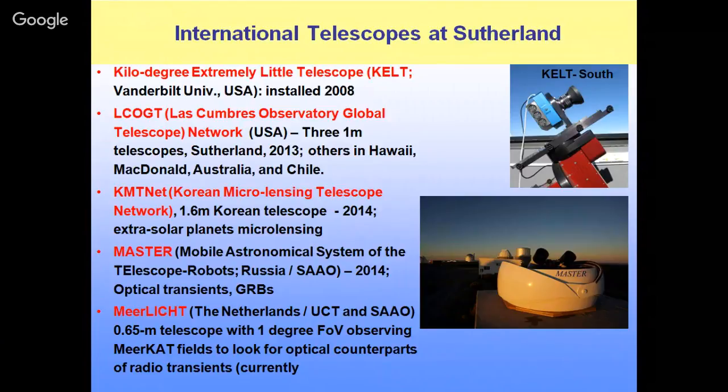And MeerKAT is South Africa's, if you like, phase A part of the Square Kilometre Array, 64 dishes, which will give the most sensitive survey in the southern hemisphere, and in fact even more sensitive than the VLA when it's fully operational, which should be about the beginning of next year.